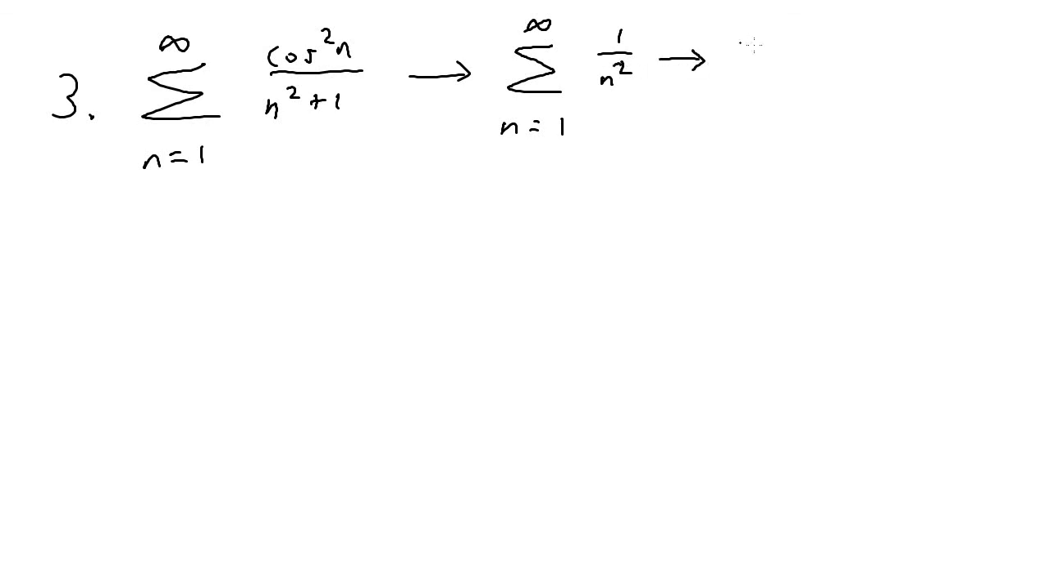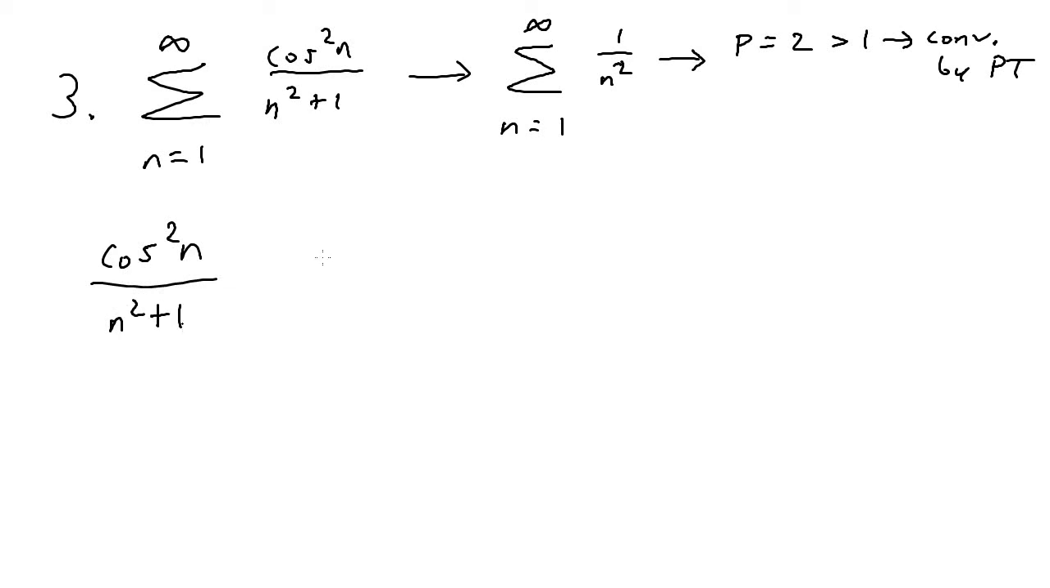And for 1 over n squared, obviously we can use the p-test. So p equals 2. 2 is greater than 1, which means this specific series will converge by the p-test. And then to compare these two series, cosine squared n over n squared plus 1, and 1 over n squared, we can just cross multiply. On the left hand side, n squared cosine squared n, and on the right hand side, n squared plus 1 times 1, which is just still n squared plus 1.